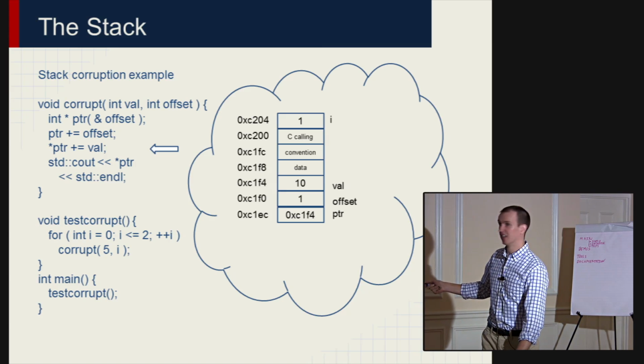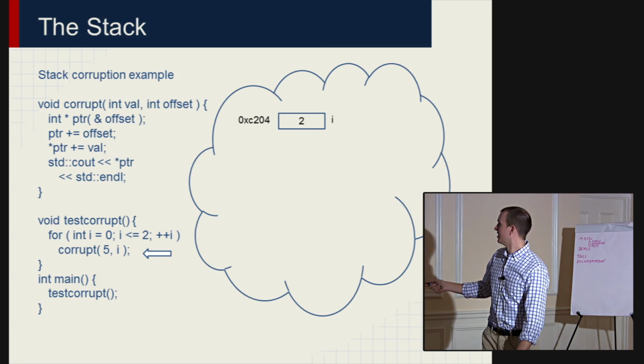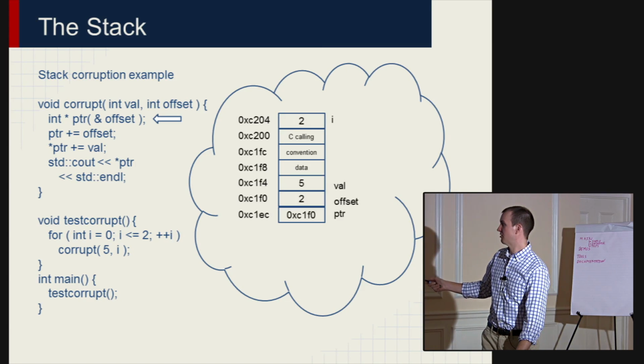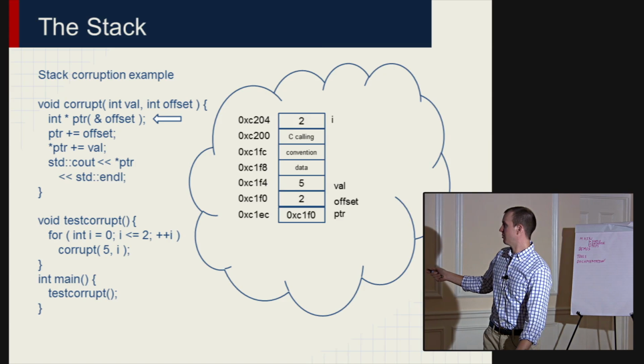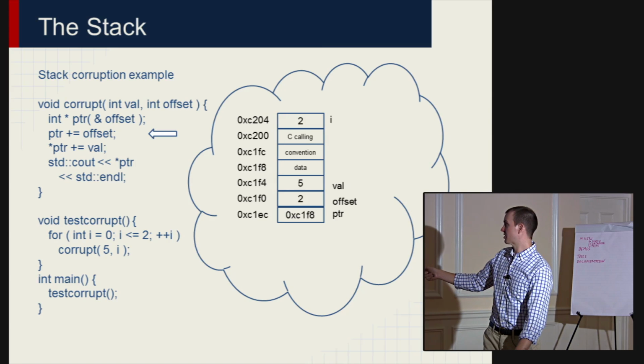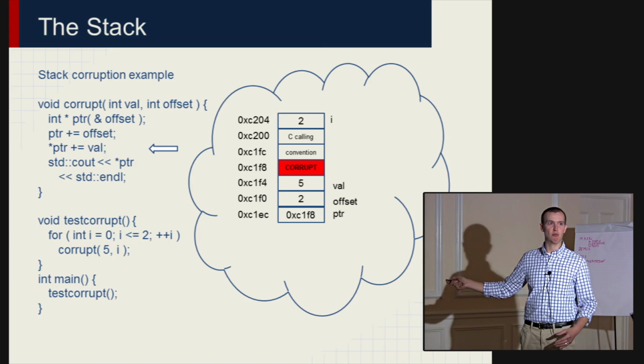All right. You ready? Now I'm going to call corrupt with a value of 2 for the offset. So put in the C calling convention data. I initialize the value of val to 5, offset to 2, and pointer to the location in memory where offset lives, so it's C1F0. I increment pointer by the offset, so now pointer is going to point at this location in memory, and I'm going to change it to be 5 more than it was before.